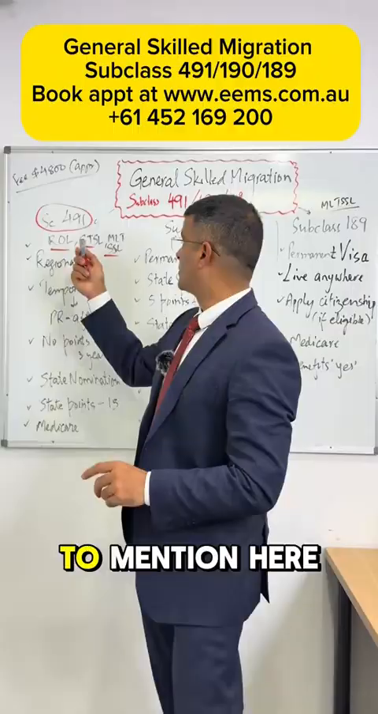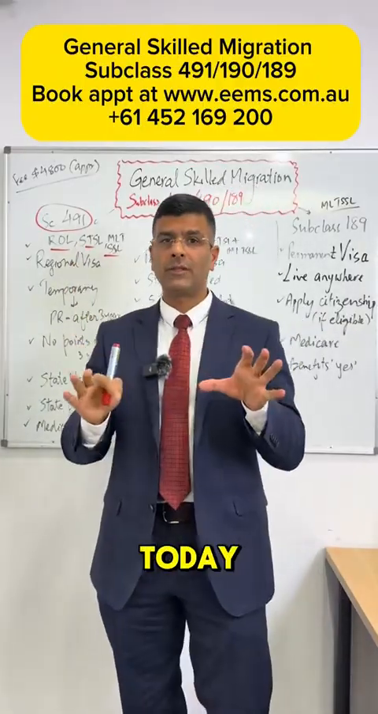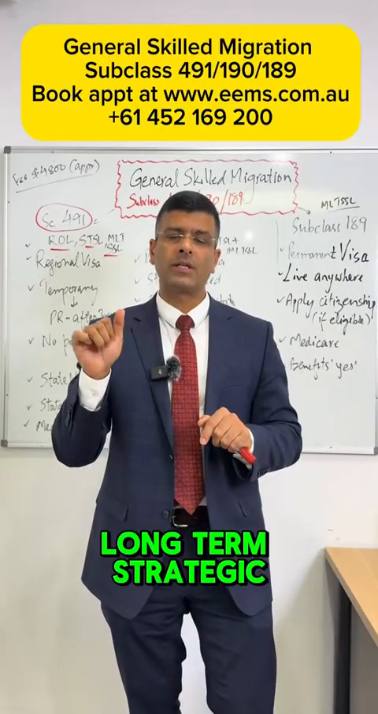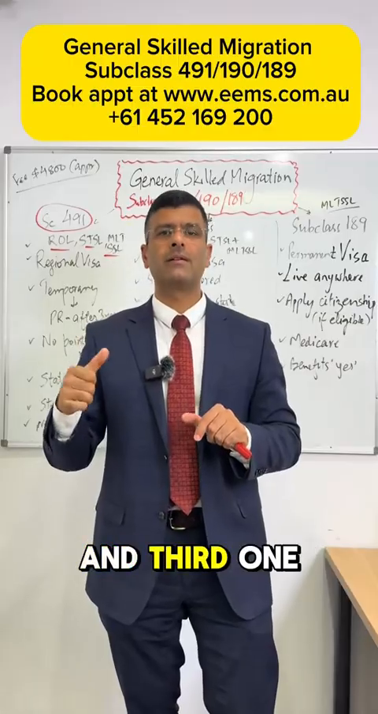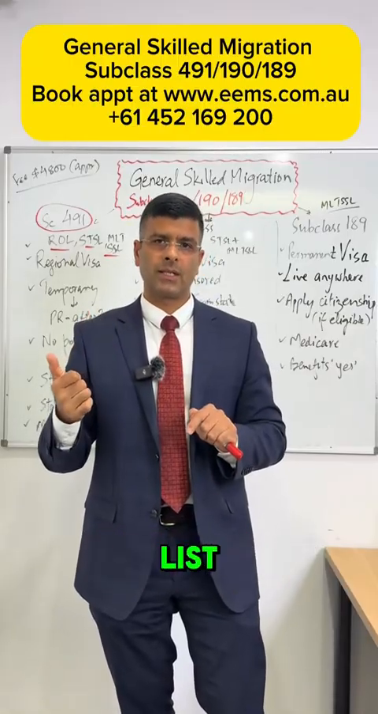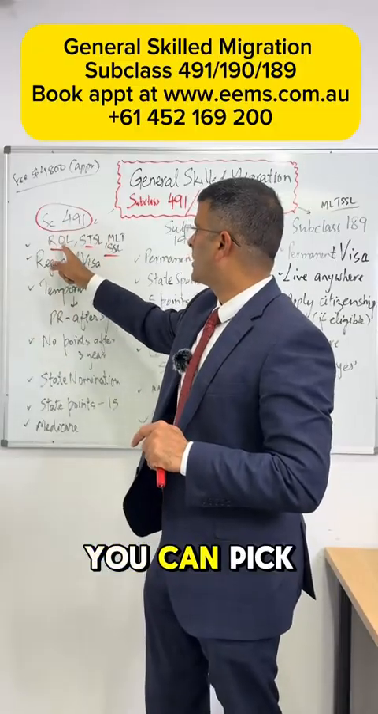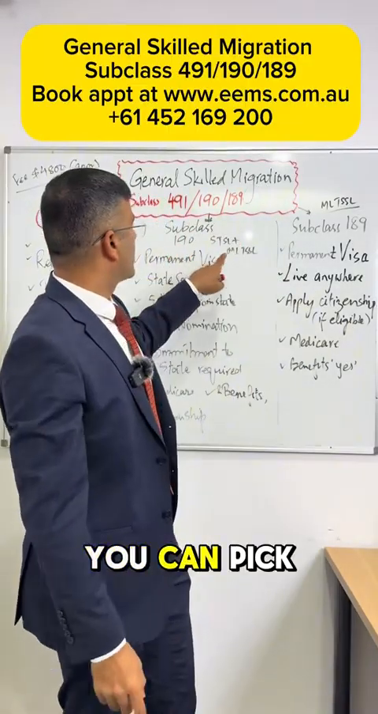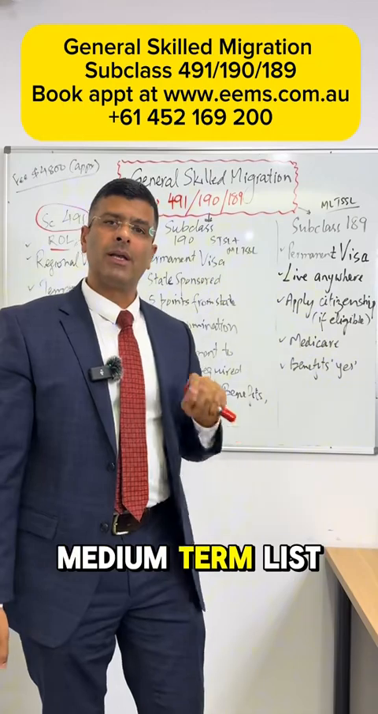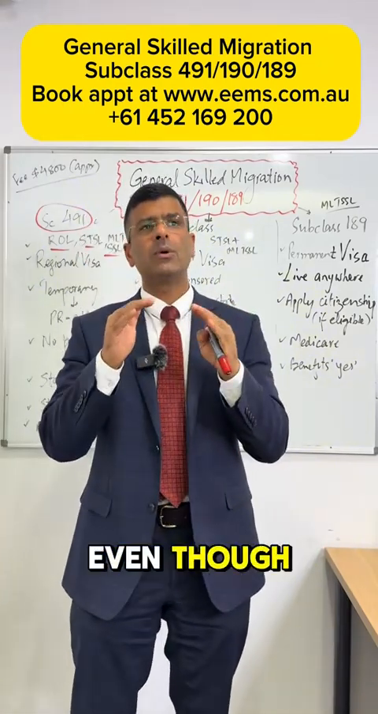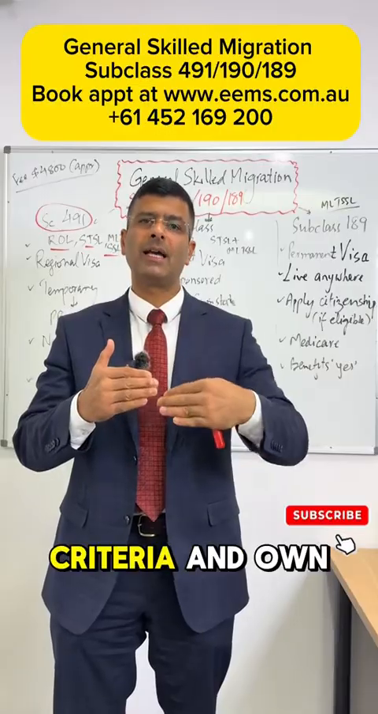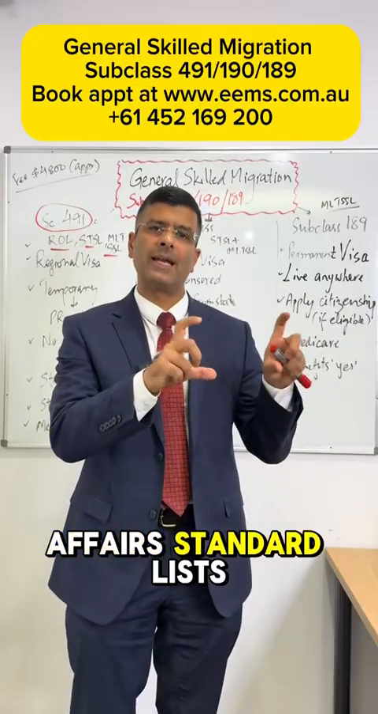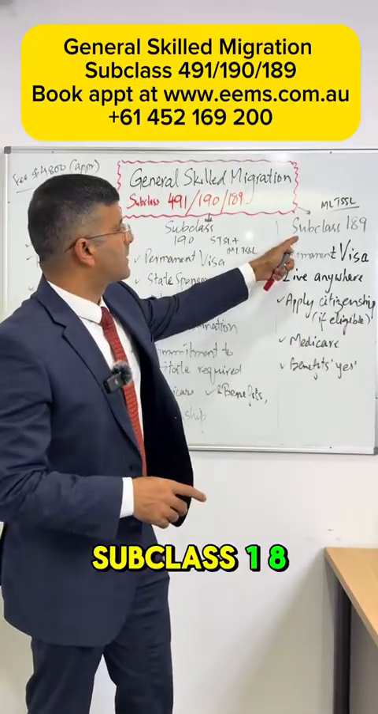Now one thing that I forgot to mention here, as of today, the Department of Home Affairs applies 3 skill lists. The first one is the medium and long-term strategic skill list, the second one is the short-term list, and the third one is the regional occupation list. So if you are getting a 491 visa, you can pick any occupation from any of these 3 lists. However, for the 190 visa, you can pick an occupation from the short-term list and medium-term list only. Even though states publish their own criteria, lists and different occupations, they make reference to the Department of Home Affairs standard lists.